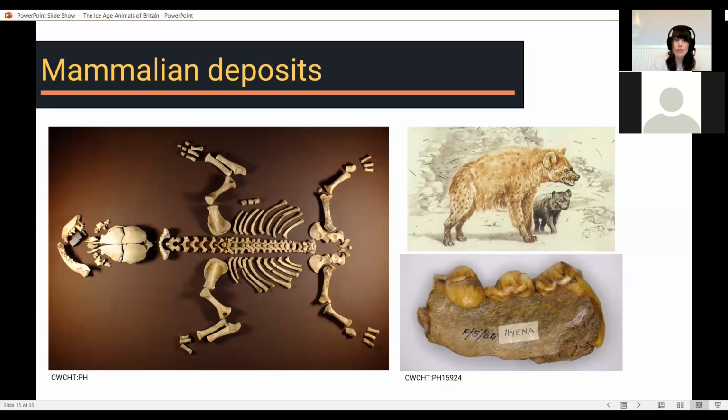And as well as the remains of the hyenas themselves, the caves also yield the remains of their prey. So hyenas used to bring the remains of their prey into the caves, and the bones of their prey were also preserved alongside the hyenas. So I like to think if it wasn't for the hyenas, we'd actually know a lot less about the Ice Age, because we'd have a lot less mammalian remains preserved in these caves.